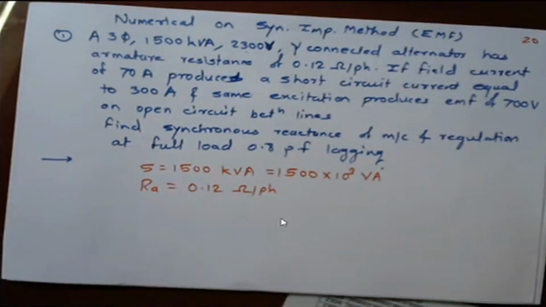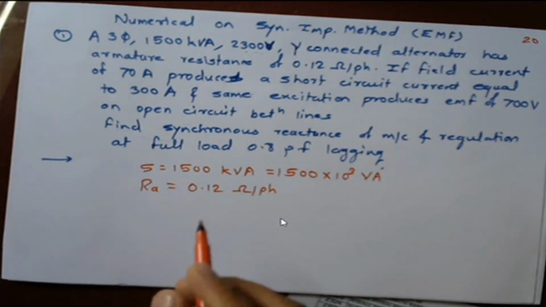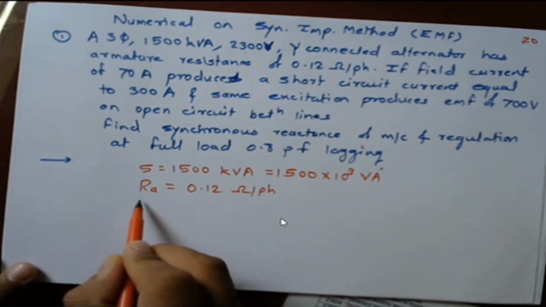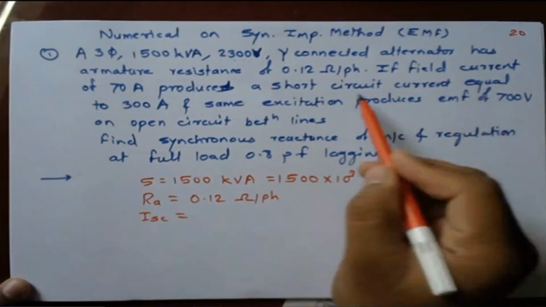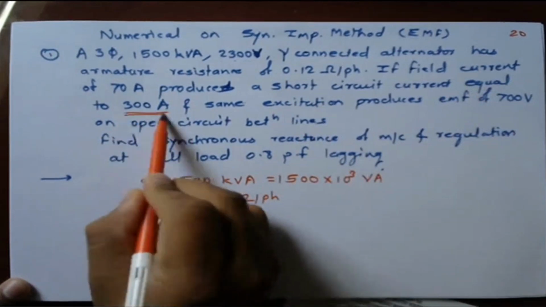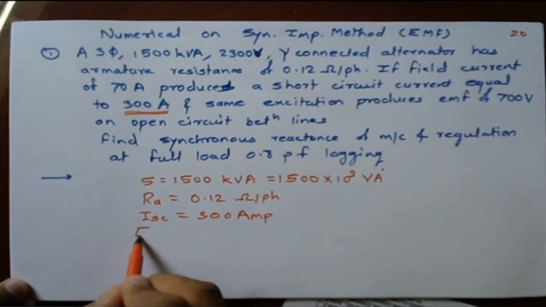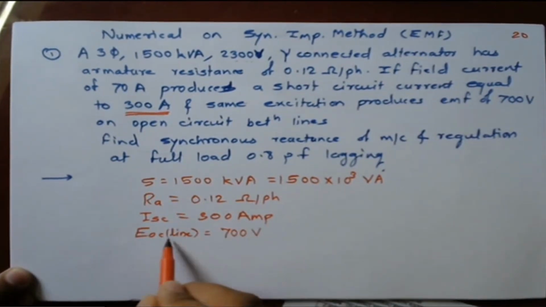You know that the apparent power is given as how much? 1500 kVA. So we can write it as 1500 into 10 raised to 3 volt ampere. RA is equal to what? Here RA is equal to 0.12 ohm per phase. Then what is ISC? Can anyone please tell me? The short circuit current is equal to 300 ampere. What is open circuit voltage? VOC is 700 volt, but this is the line value.